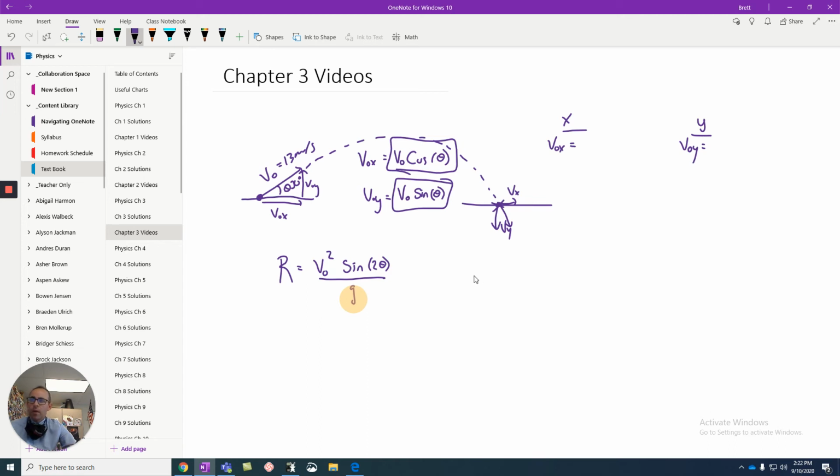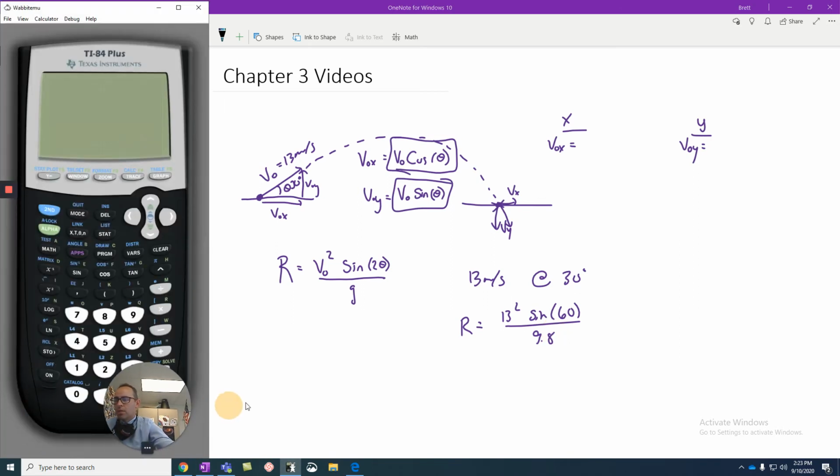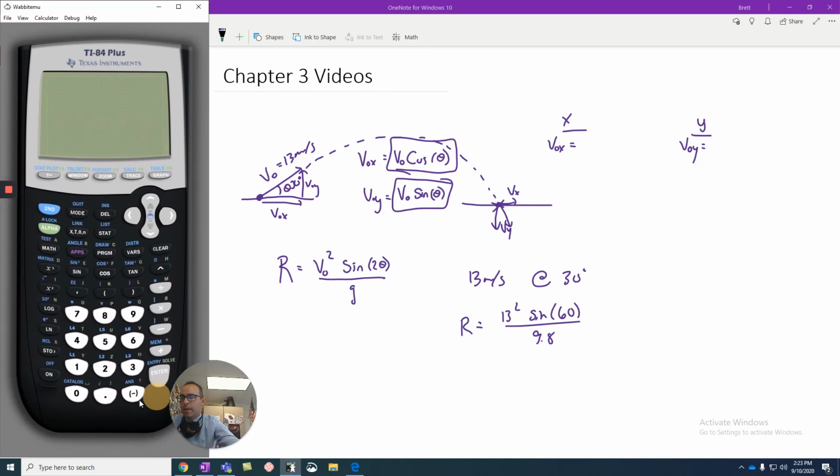So if I said I wanted to throw something at 13 meters per second at 30 degrees, and I want to know how far it can get, I would say that the range is 13 squared times the sine of 60. I double the angle, all over my 9.8 from gravity. Now you could call that negative or positive. Truth is, we're not worried about vertical. Range is all horizontal, and so we're assuming that we're going to end at the same height that we started at. So it shouldn't matter with the 9.8, but let's go ahead and check real quick.